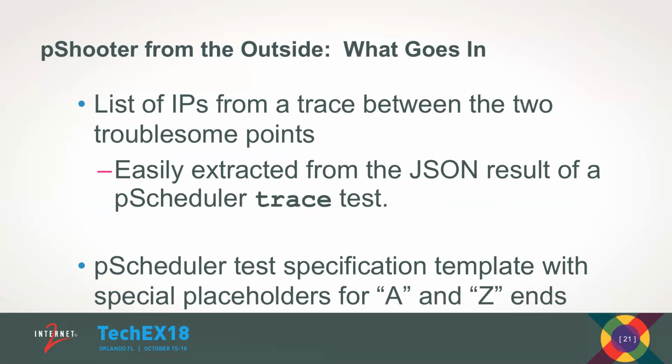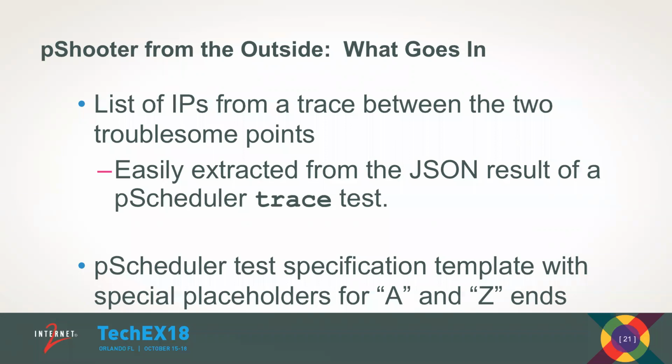Really, it's two things. Number one is a list of IPs from a trace between the two points you're having trouble with. This is something that's very easily extracted from the JSON result of the pScheduler trace test. In fact, I'm probably going to add something to the REST API for this that will let you say, go do a trace to this, and then kick off a set of pShooter tests to do it.